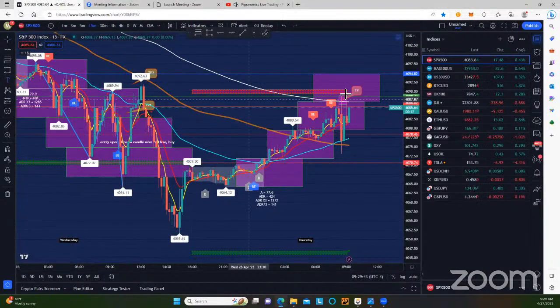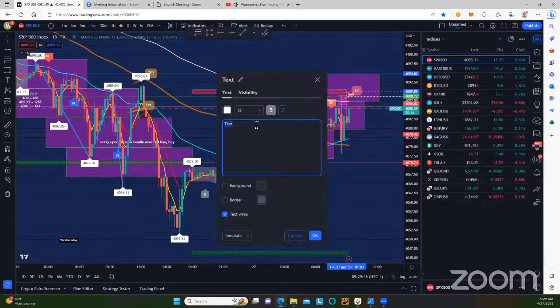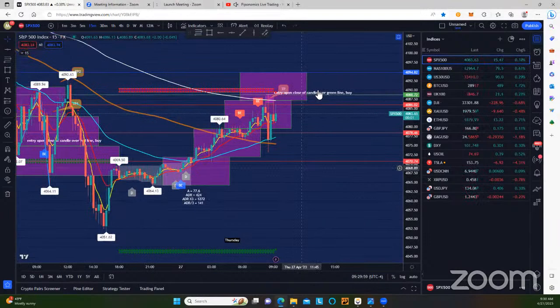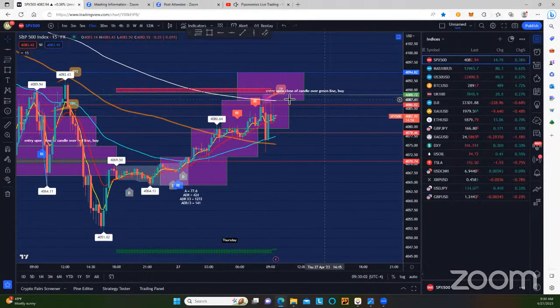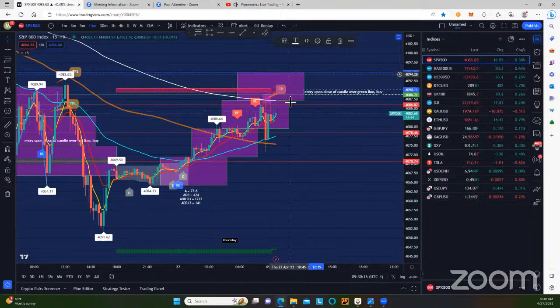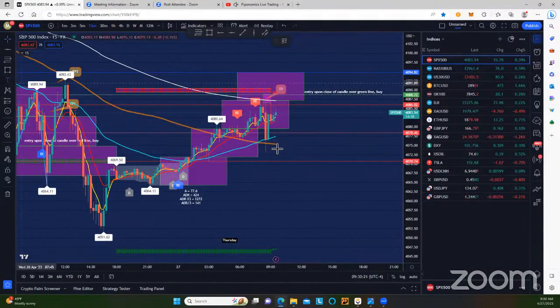Now, how would I play this? Well, if it continues to rise, I'm going to look for an entry upon close of candle over the green line, and I'm going to look for a buy. I'm going to be looking for a buy if it comes up here and the chunk, not a wick, because the wick has already done that, but a chunk of that candle closes over that green line for me to feel comfortable enough to buy upward. And then because it's already grabbed our 80%, now we can also look for a reversal.